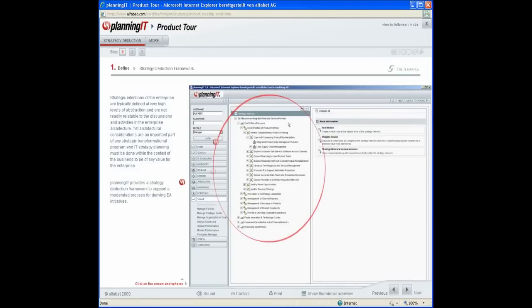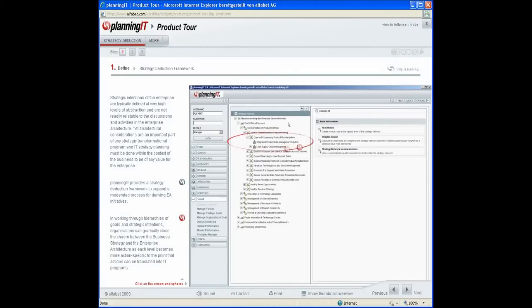planningIT provides a strategy deduction framework to support a moderated process for deriving EA initiatives. In working through hierarchies of goals and strategic intentions, organizations can gradually close the chasm between the business strategy and the enterprise architecture, as each level becomes more action-specific to the point that actions can be translated into IT programs.